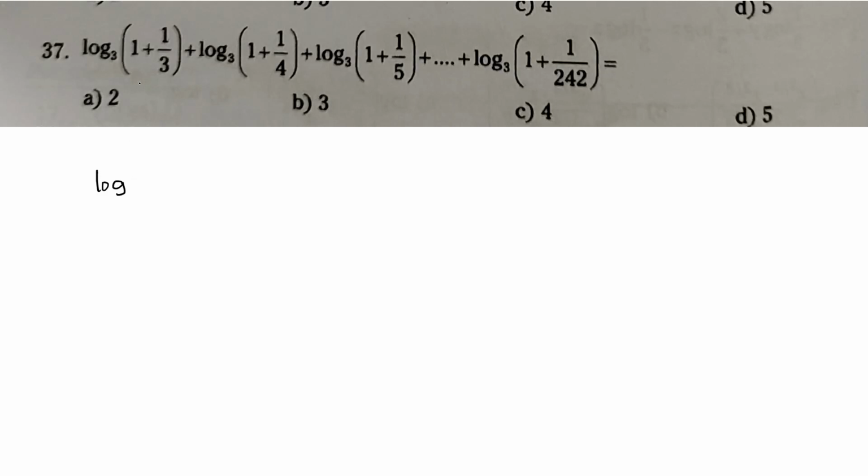So 1 plus 1 by 3 మనకి ఏమవుతుందంటే 4 by 3. 3 1s are 3, 3 plus 1 is 4 by 3 base 3, plus log 5 by 4 again base 3, plus log 6 by 5 and so on up to log 243 by 242 base 3. And we know that log m plus log n can be written as log m into n.